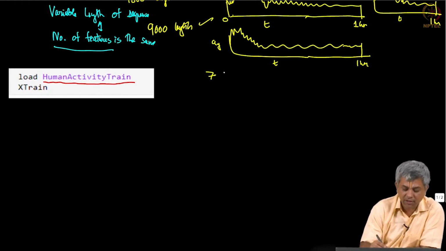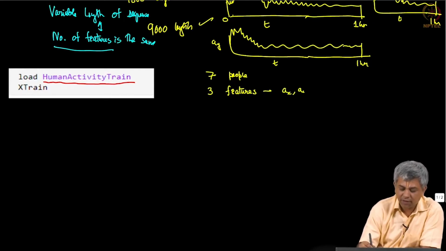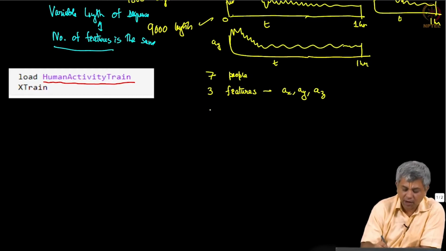Remember, this has 7 people, 3 features AX, AY, AZ and variable length.